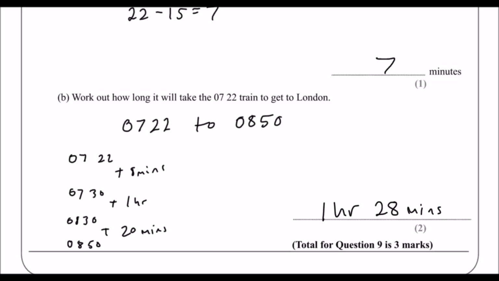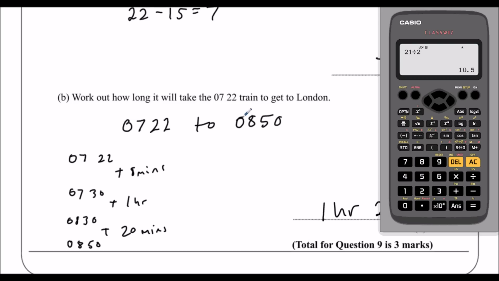With a calculator, we can do 8:50, take away 7:22 by using the time button. So 8 hours, 50 minutes, take away 7 hours and 22 minutes, will give us 1 hour, 28 minutes.